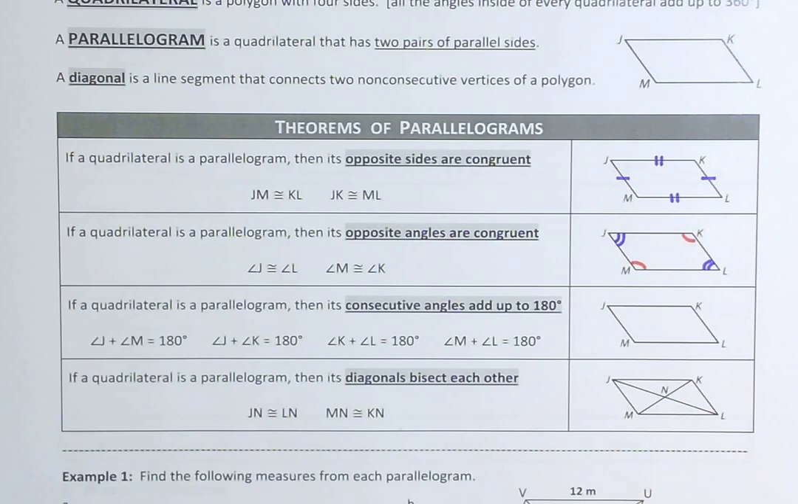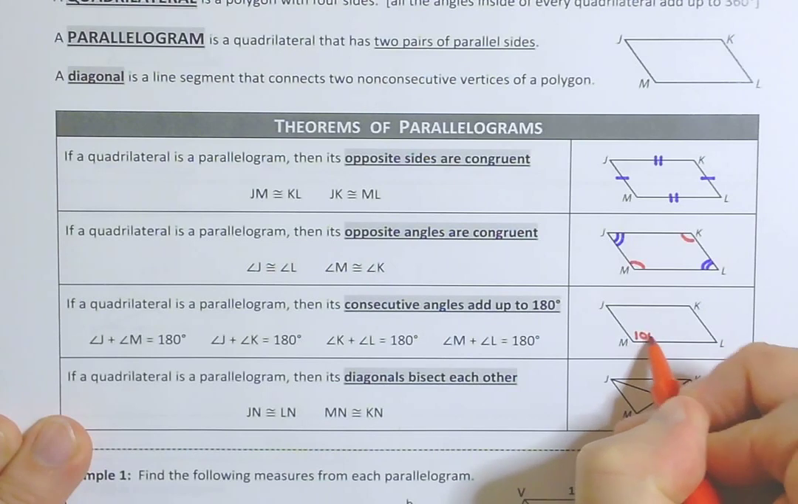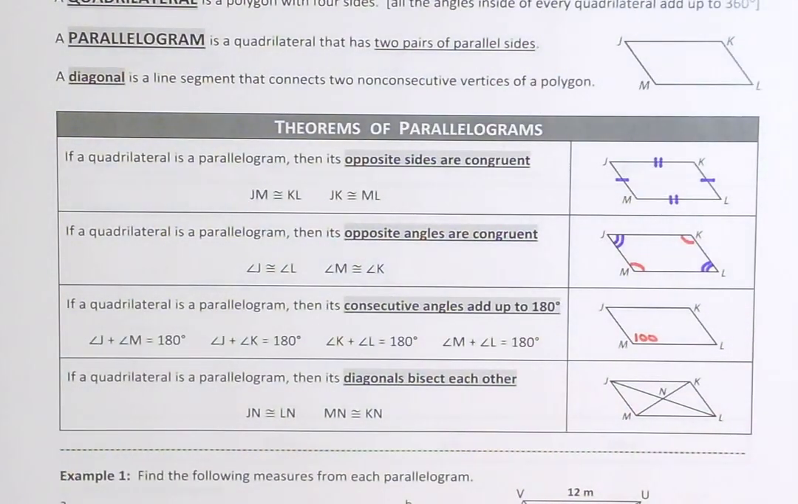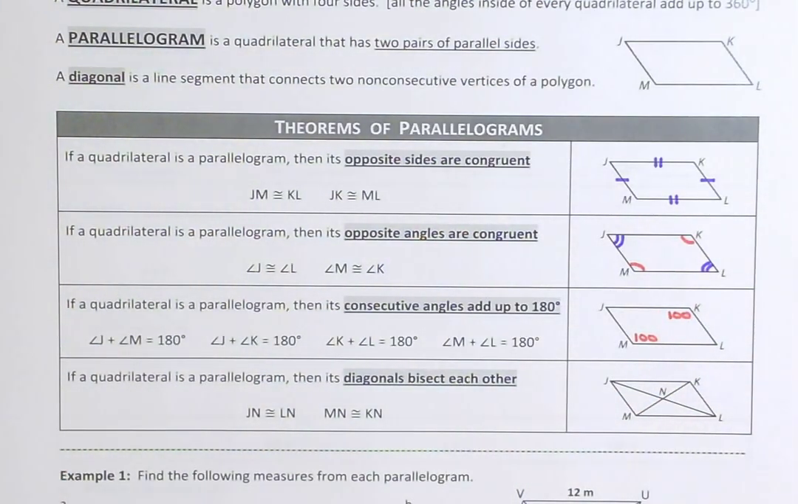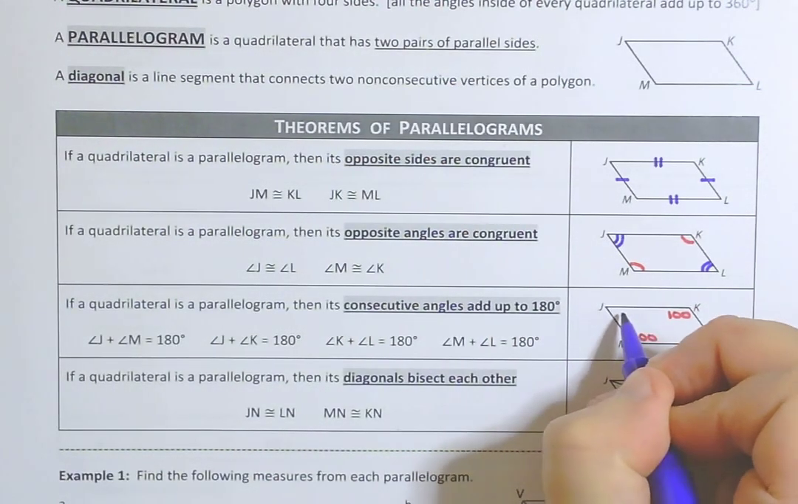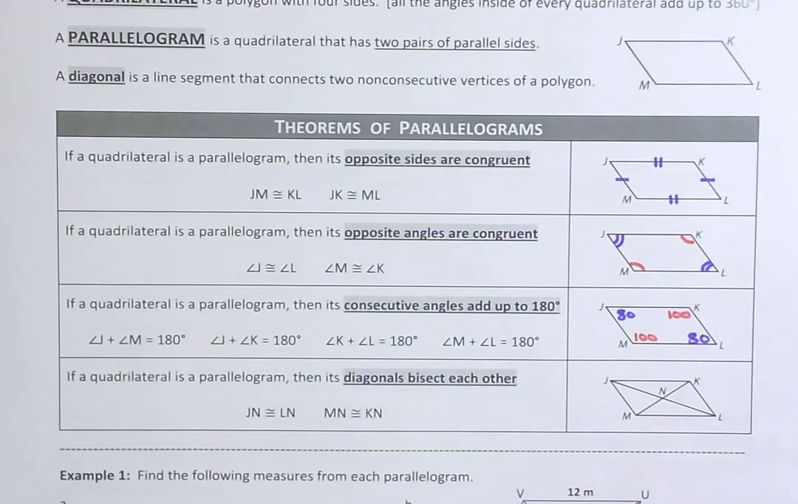So for example, let's give you a numeric representation of this. If I know angle M is 100 degrees, based off the previous property, I also know that angle K is 100 degrees because opposite angles are congruent. Using this, and using the fact that all the angles add up to 360 degrees, angle J is going to be 80 degrees, and angle L is also going to be 80 degrees.